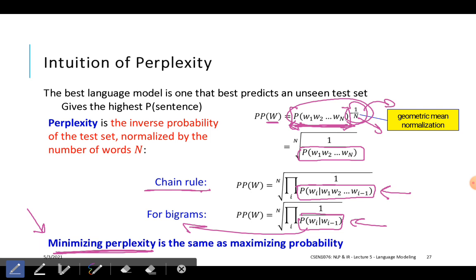So what we want to do is minimize perplexity. Minimizing perplexity is going to be equal to maximizing probability given these equations. Maximizing probability means that we really generate the sentences that are indeed existing in the unseen test set. And therefore, we will have the minimum amount of confusion related to the test sentences in the test set.